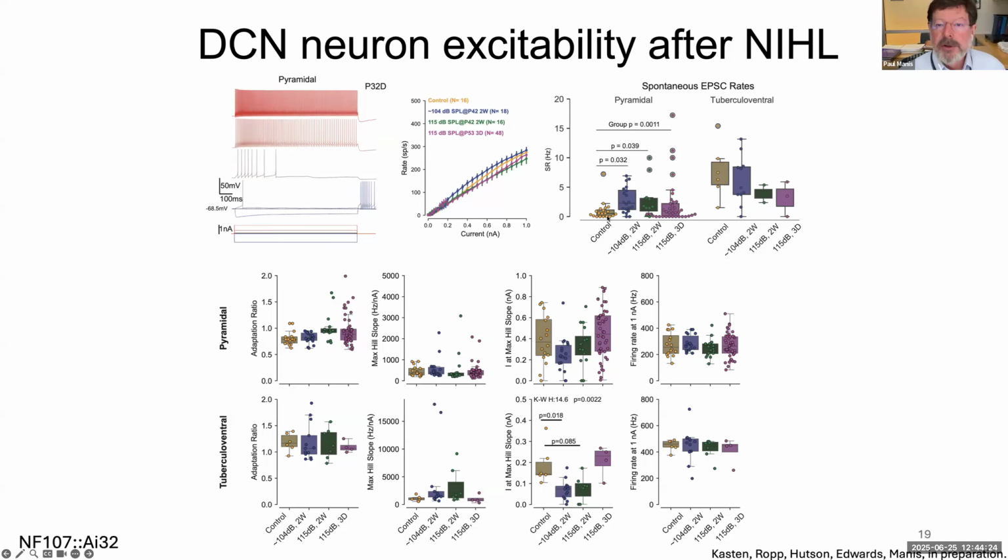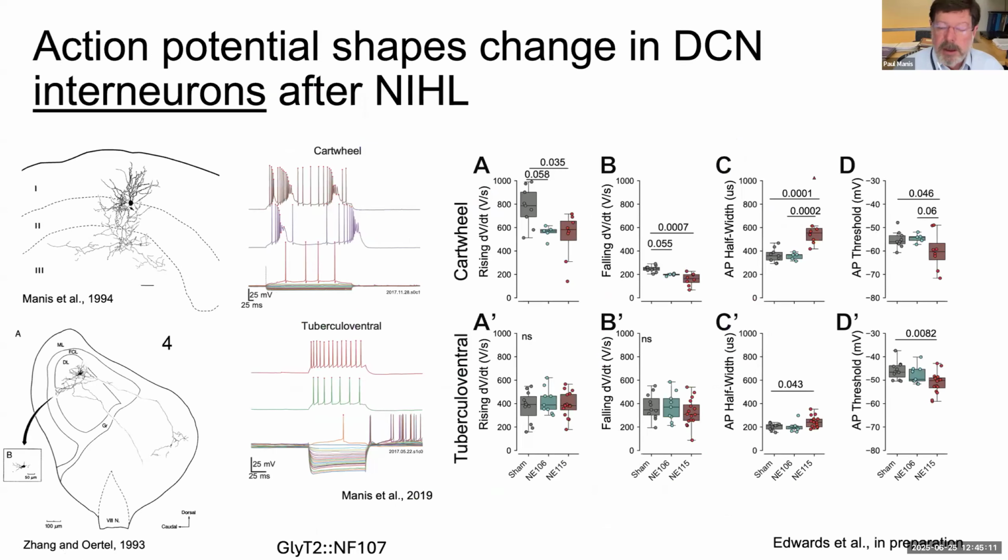Interestingly, in the pyramidal cells, the spontaneous EPSCs showed a sensitivity to the noise exposure conditions. So there's a big group effect here between the controls and all of the other noise exposure conditions. And the spontaneous rate is increased in both the 104 here and the 115 dB SPL groups compared to the control groups. The 3-day recovery group is kind of all over the place. And there's a change maybe in the tuberculoventral cells, but this was a small data sample, and so there are no significant changes in here. So there are some changes in excitability that occur in terms of the sensitivity to current injection in these cells. Now, what about the interneurons?